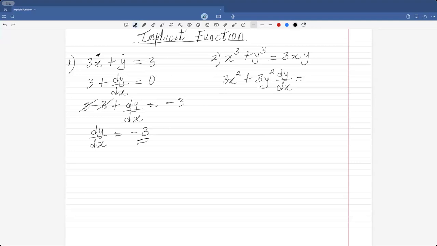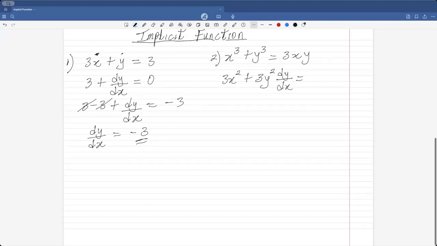Now, if we look at the expression we have after the equality sign on the right-hand side, we have 3xy. For simplicity, let us separate the constant 3 from the variables xy.